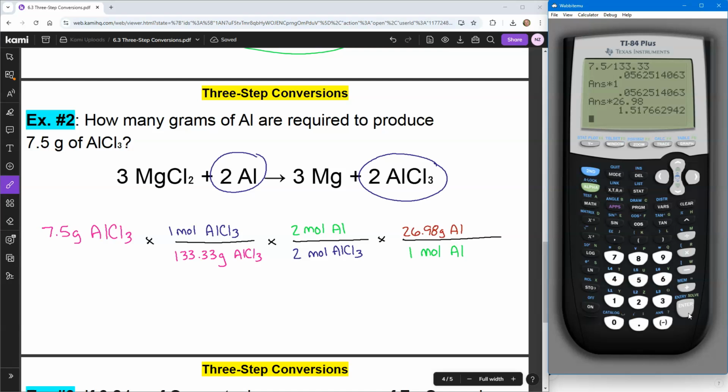Now, this time we only had 2 significant figures, so I'm going to report my answer as 1.5. And if I cancel units, I'll just be left with grams of aluminum.